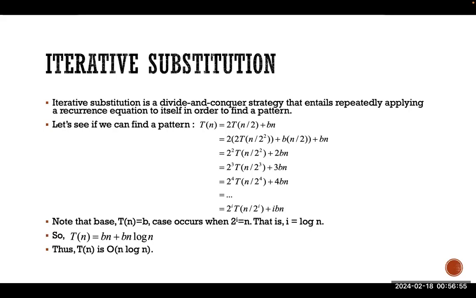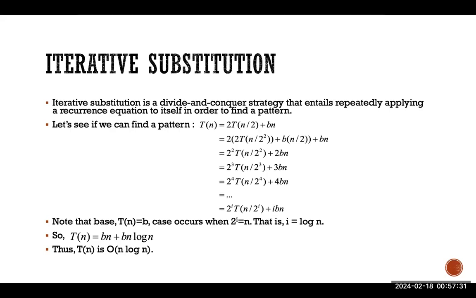We can solve these equations by the iterative substitution method. Iterative substitution is basically a divide and conquer strategy that entails repeatedly applying the recurrence equation to itself in order to find the pattern. So by substituting the value T(n/2) in T(n) and solving it, we get 2^i T(n/2^i) plus ibn. This is like a general equation after solving.